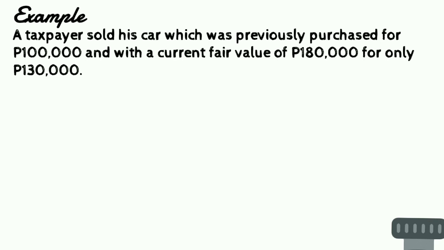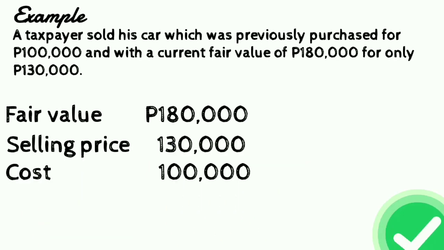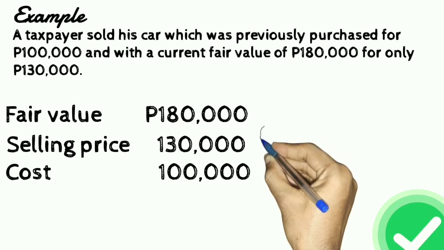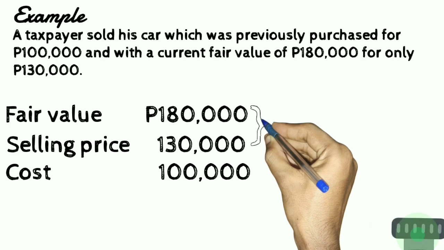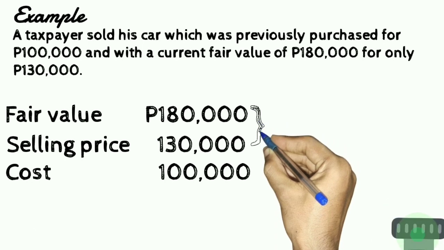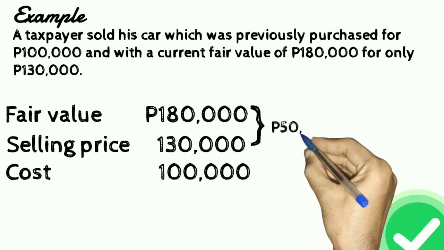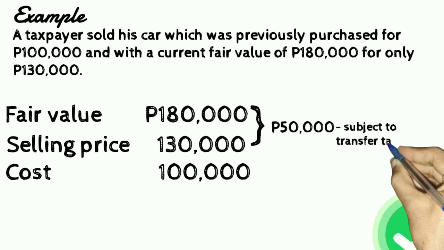Now, let's analyze the transaction. Fair value is 180,000, selling price is 130,000, and cost is 100,000 pesos. Now, which of the following is subject to transfer tax and which of the following is subject to income tax? Yung gratuitous portion is subject to transfer tax at yung onerous portion that is subject to income tax. Let's compute first the difference between the fair value and selling price. So 180,000 minus 130,000, that is 50,000. Now, ito yung tinatawag natin na gratuitous portion. At this is subject sa transfer tax.